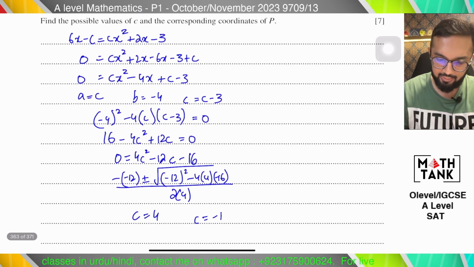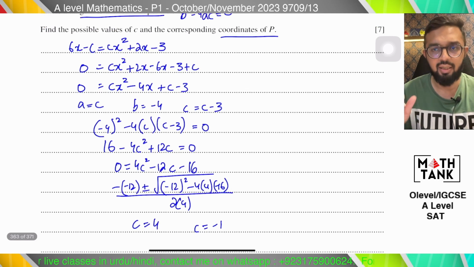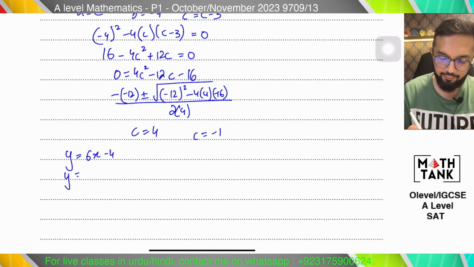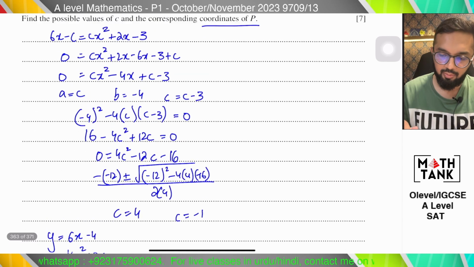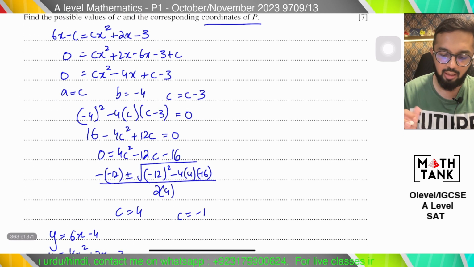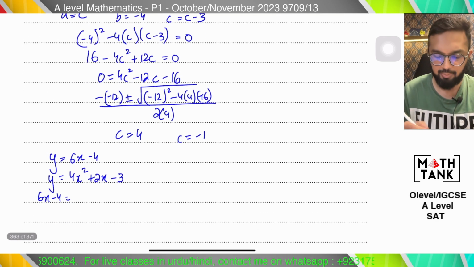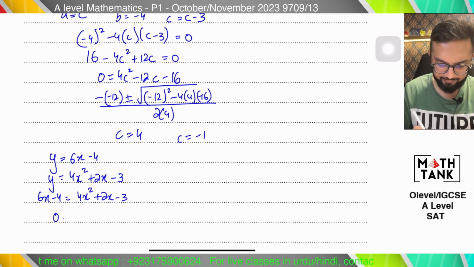So I'm going to consider both values and then I have to find the corresponding coordinates of p, where the line is tangent to the curve. So I'm going to say that the two curves meet at p. So the first curve is 6x minus 4 in this case, and the second curve is 4x squared plus 2x minus 3. I have inserted into both. I'm going to solve this simultaneously. You could essentially pick up from here and also insert the values of c and find out, and I'm going to do that in the next one, minus 1. Okay, so you could insert the values of c and quickly solve.